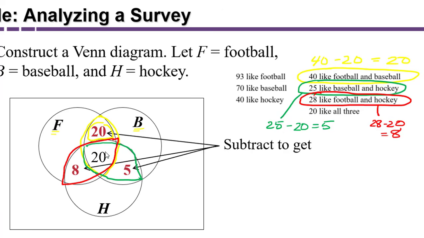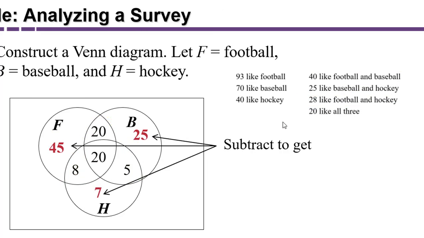Next, we're going to move on to the outer regions for people who just like hockey, just like baseball, or just like football. You're going to subtract to get these as well. For example, let's look at how many like football altogether. According to the survey, 93 like football altogether.